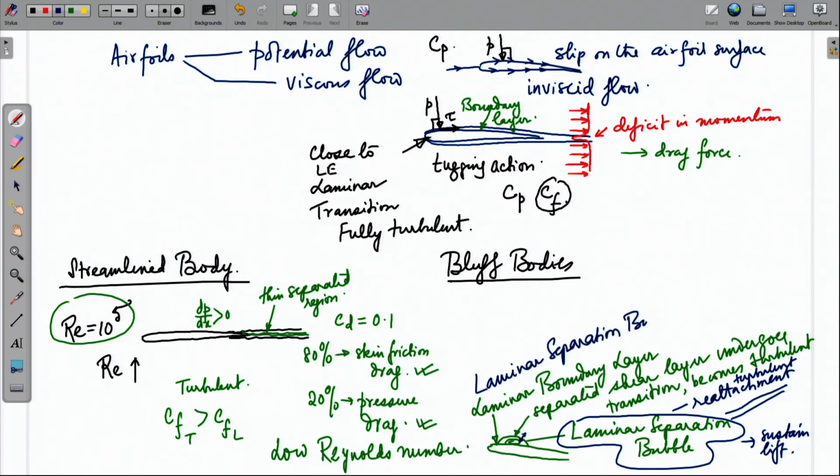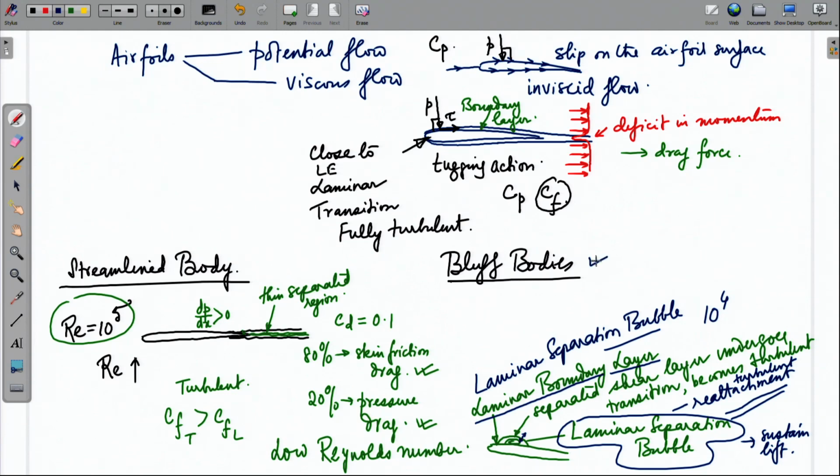If the bubble breaks, then there could be large scale separation. This is typically a phenomenon that we notice in laminar boundary layers and would occur at comparatively lower Reynolds numbers, typically Reynolds number of the order of 10 raised to the power of 4 or so.